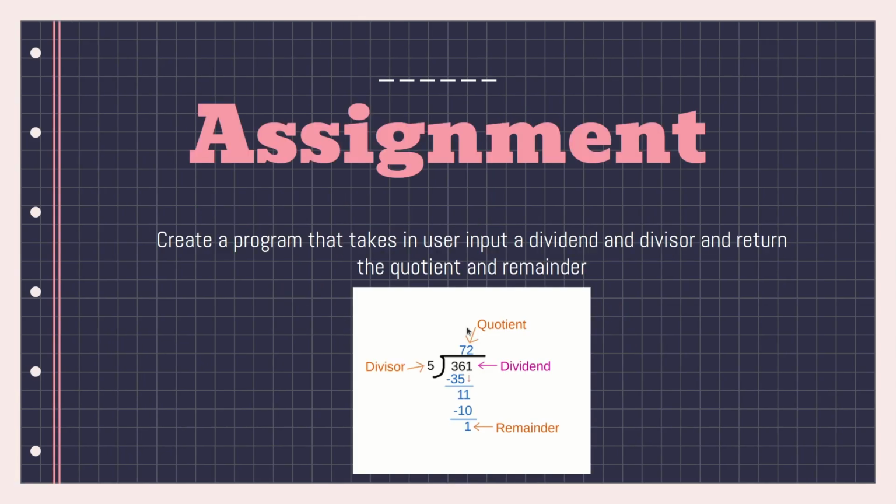Create a program that takes in user input, a dividend and a divisor, and returns the quotient and remainder. The quotient is the thing you get after dividing, and then the remainder. To get the quotient alone, you simply use two forward slashes, and to get the remainder, you use the modulus operator.